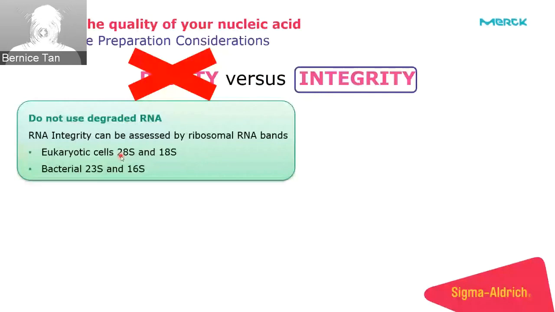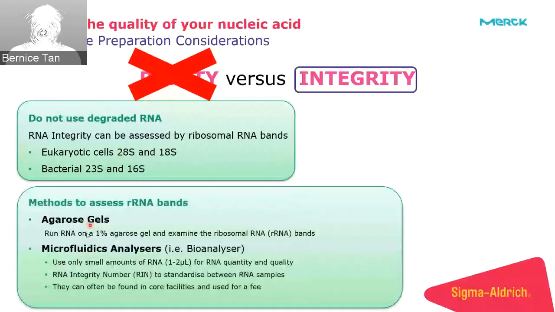You can do this by running a 1% agarose gel, which requires quite a bit of sample. A lot of researchers like to use a microfluidic analyzer such as the TapeStation or Bioanalyzer. The beauty of this system is that it only requires 1 to 2 microliters of your RNA sample and gives you the quantity and quality of your RNA. It spits out a number.